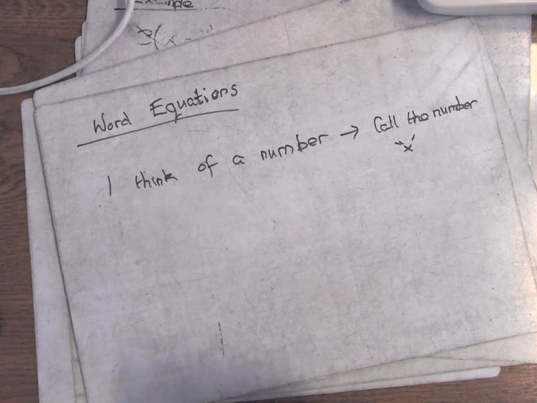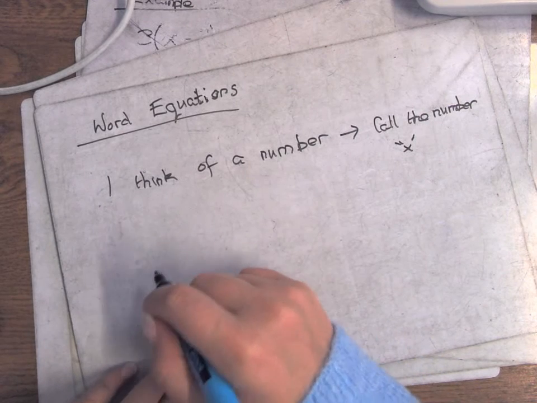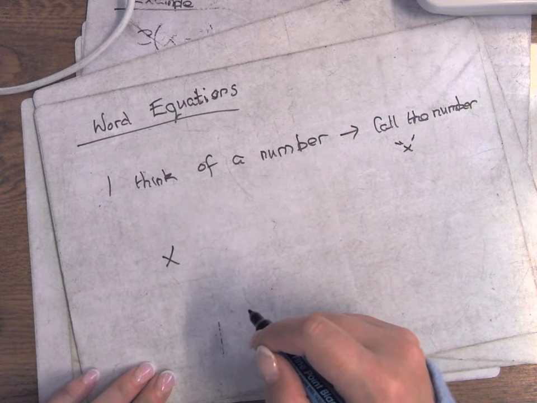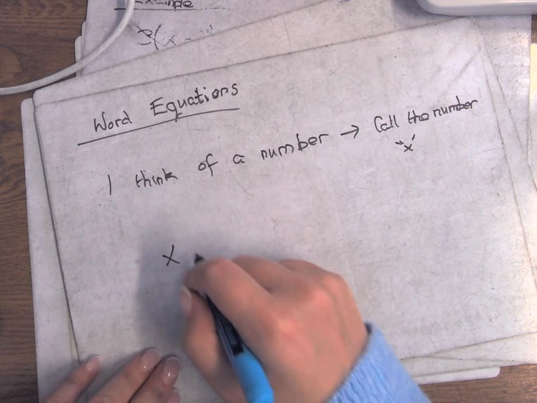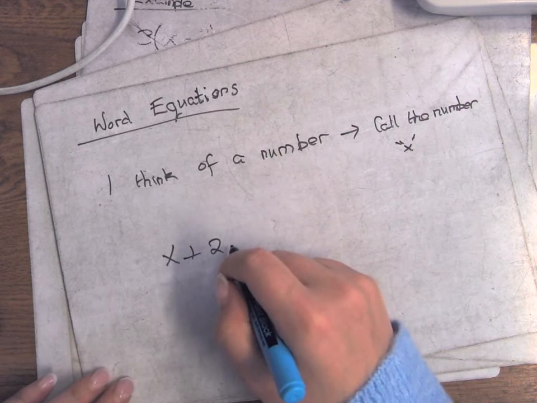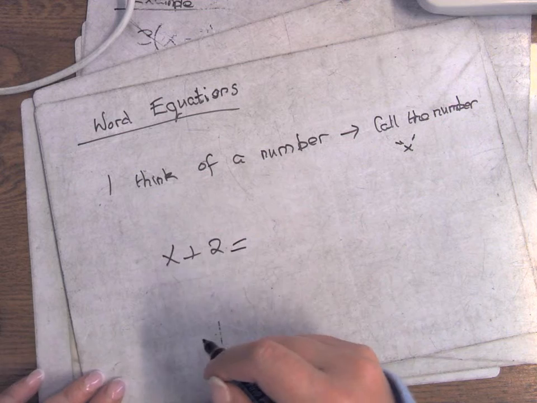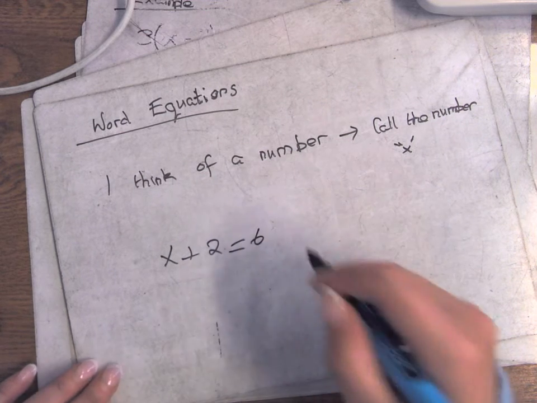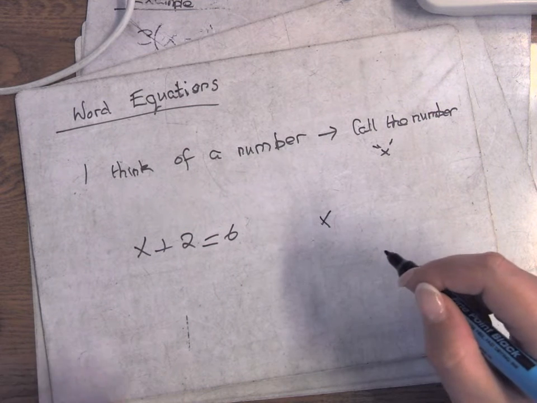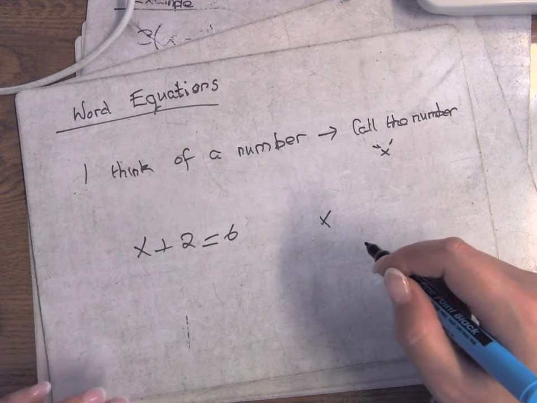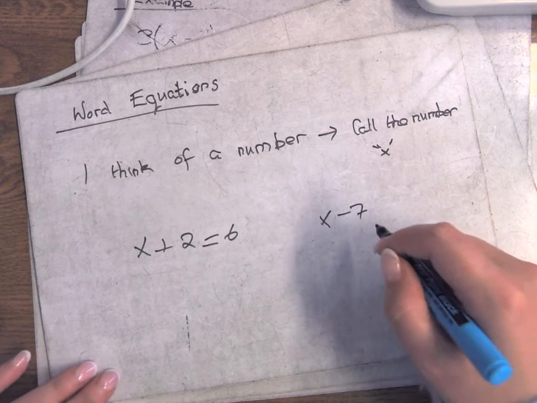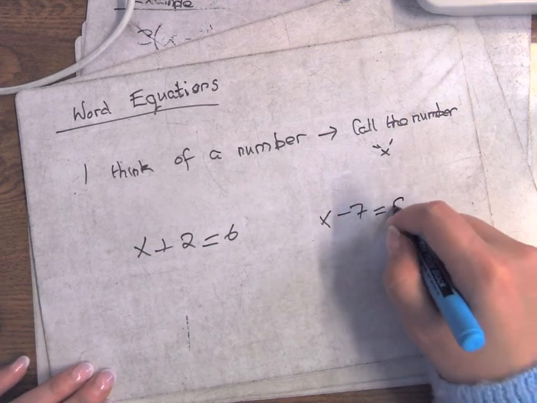Okay, I think of a number, don't write any of this down. I think of a number, X, and then I add 2 to it. How do I add 2 to it? Plus 2. And the answer is, how do I write the answer is? Equals, and the answer is, I know, 6, something like that. Then I take away 7 from it. How do I do that? Minus 7, and the answer is, equals, something like that.